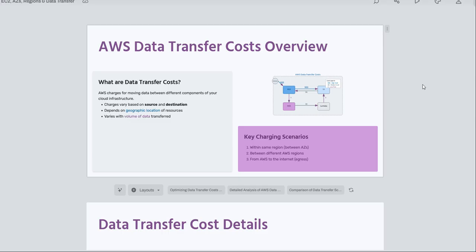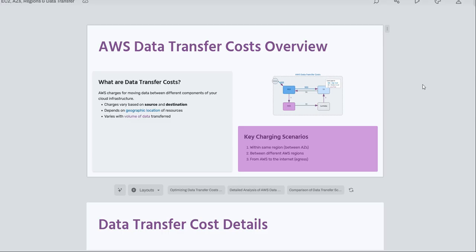We were talking about high availability and disaster recovery, but what are data transfer costs? AWS charges for moving data between different components of your cloud infrastructure. Charges vary based on source and destination, and depend on the geographic location of resources. The costs are different from region to region, and vary with the volume of data transferred.